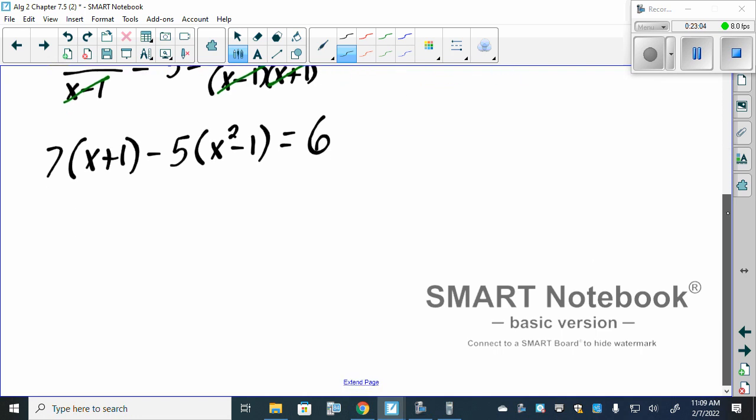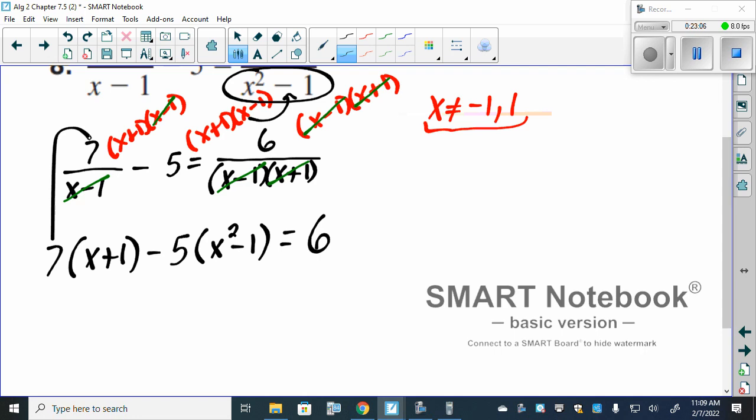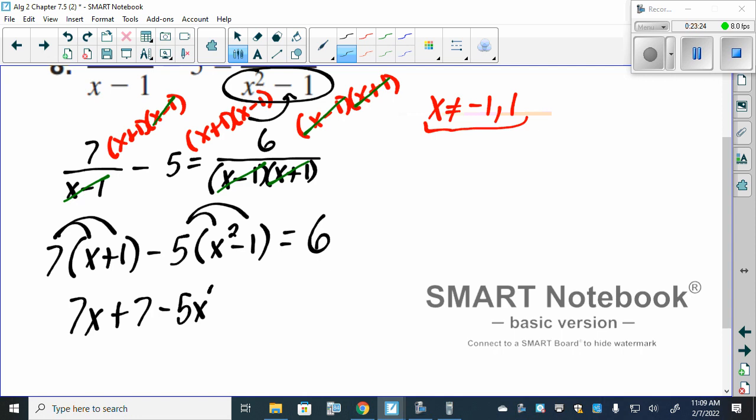Now we need to distribute. Our 7 times x is going to be 7x. 7 times 1 is going to be plus 7. Multiply through with the negative 5. Negative 5 times x squared is negative 5x squared, and negative 5 times negative 1 is going to be plus 5, equal to 6.